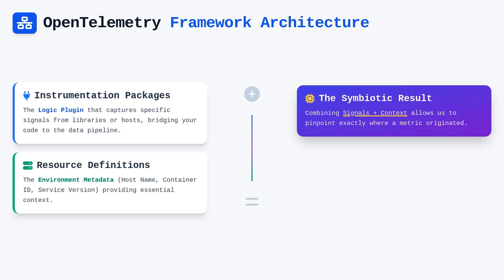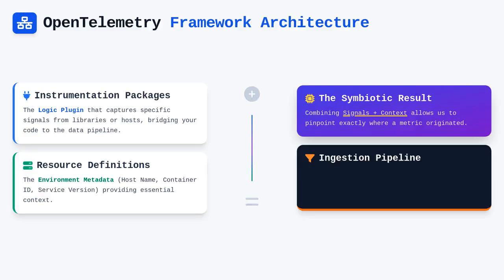Resource definitions, on the other hand, provide the metadata regarding the environment itself, such as the hostname, container ID, or service version. When these resources are combined with instrumentation data, they provide the necessary context to understand exactly where a metric originated within your infrastructure.